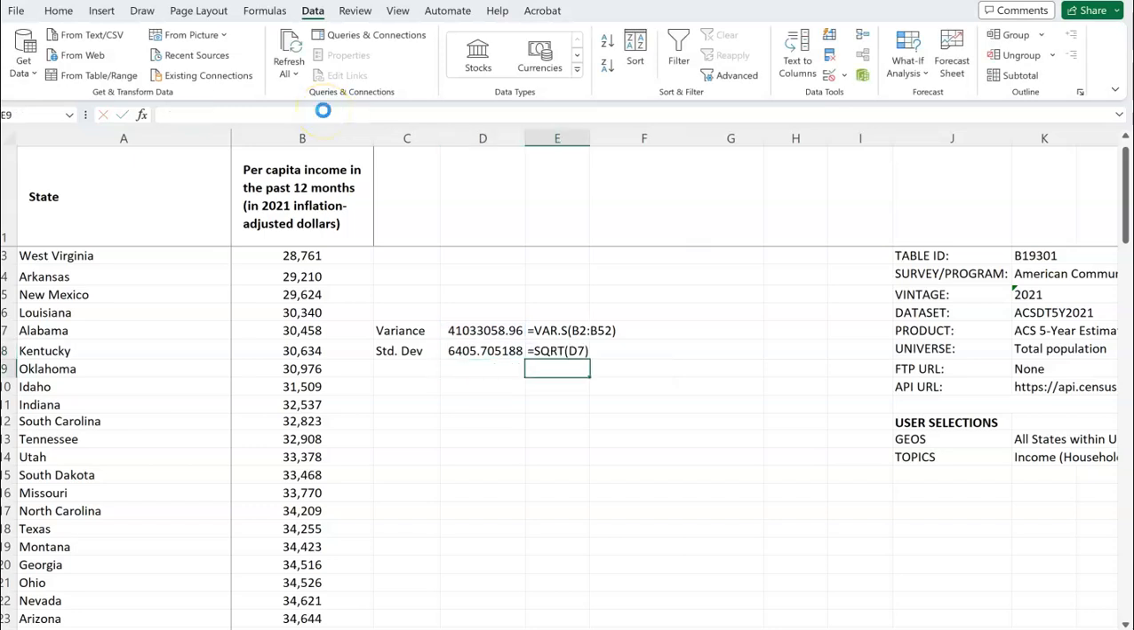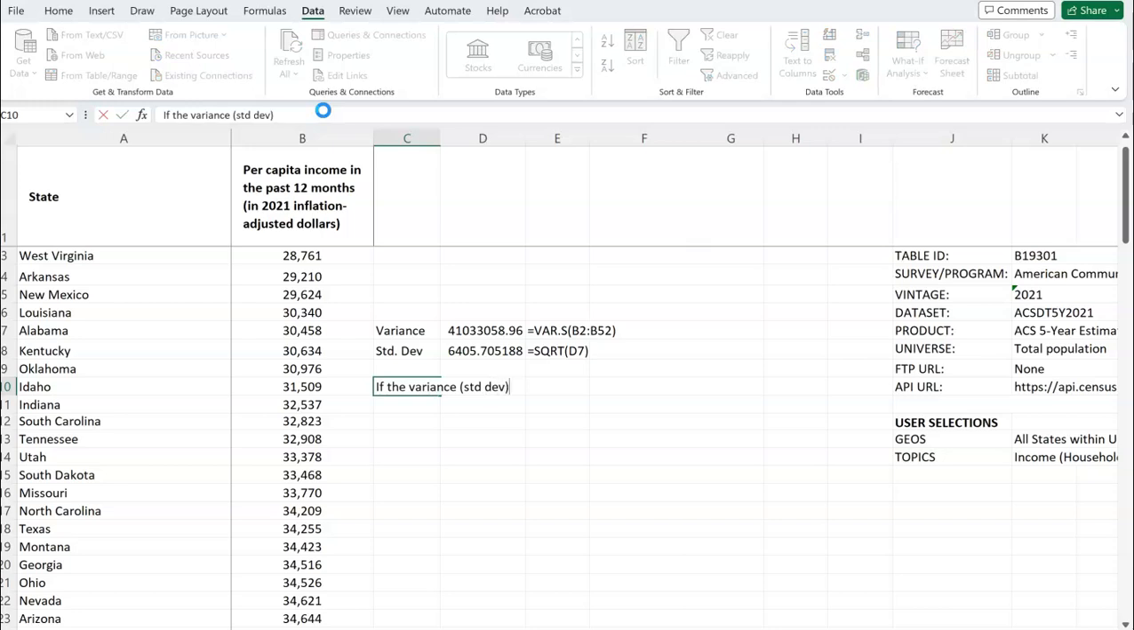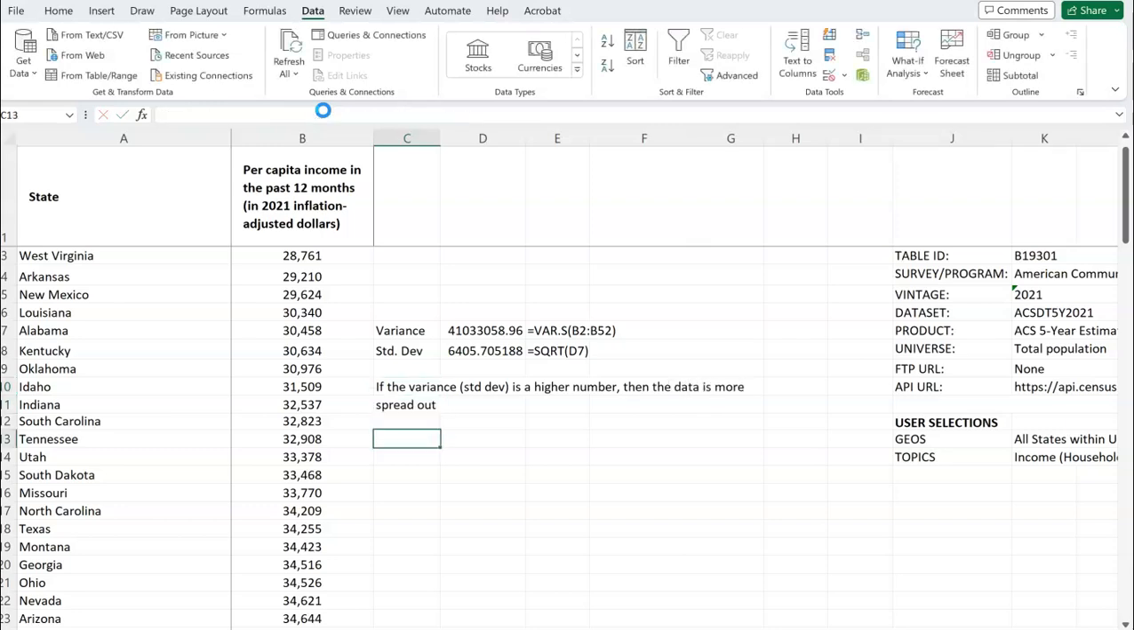The standard deviation is just talking about the variance, but showing it in a much smaller value. So one thing we know with the variance number, if the variance or standard deviation is a higher number, then the data is more spread out. That means the spread or the width of the data is much more if this number is higher.